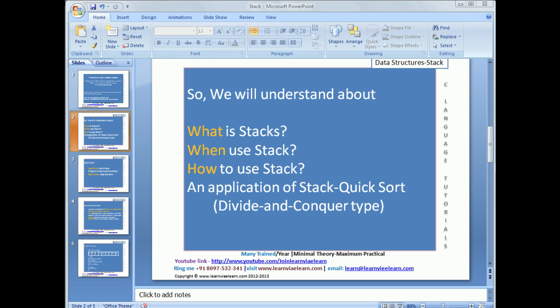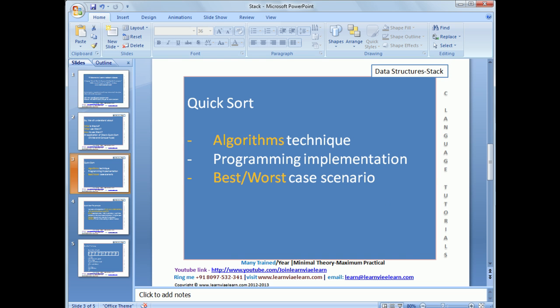So in continuation of my data structure using stacks, I am going to take an application which is for sorting, called quick sort, which is also called divide and conquer. We will see why we are saying this is a divide and conquer type. First we take a look at the algorithm techniques, what exactly we need to do in this quick sort, and then we will implement this in our program.